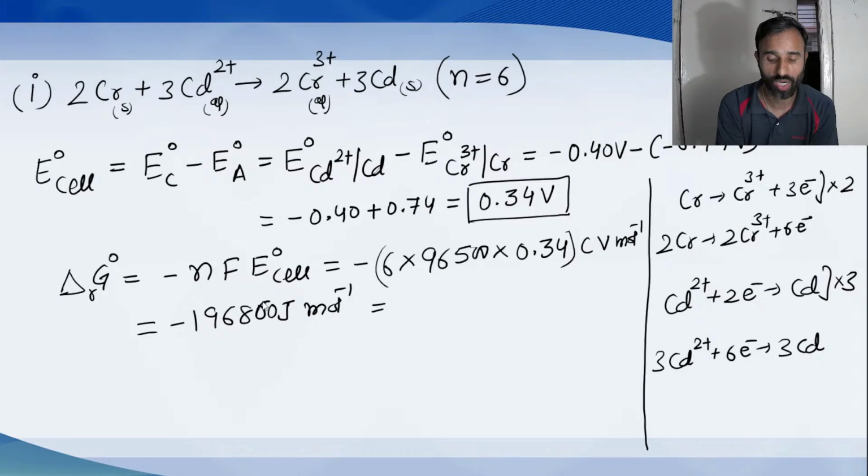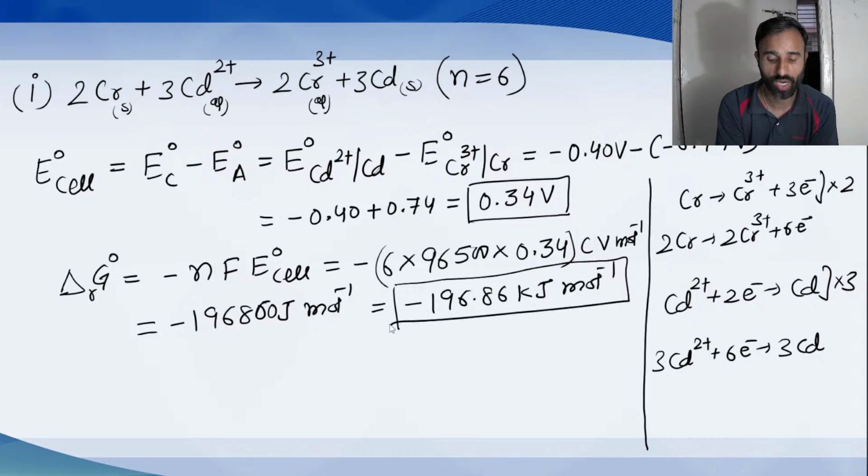196,860. So it is equal to minus 196.86 kilojoule per mole, the answer of the first question. Okay. Yes, beta. Got it?